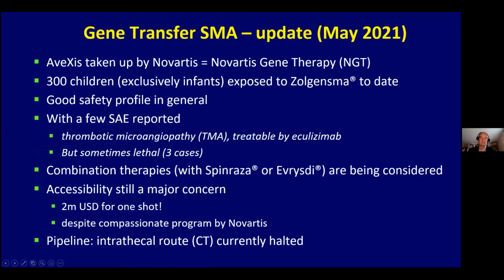As I said, Novartis took up the biotech called AveXis. So far, 300 children, exclusively infants, have been exposed to Zolgensma, the onasemnogene abuparvovec, compared to the 11,000 children with SMA exposed to nusinersen. So it just gives you an idea. And again, the safety profile in general is pretty good, but we're facing a few serious side effects, such as thrombotic microangiopathy, TMA, which is treatable to some extent, but sometimes this complication can be lethal. And we had one very sad case in France just recently. So we have, again, to be cautious in our indications of this gene therapy.